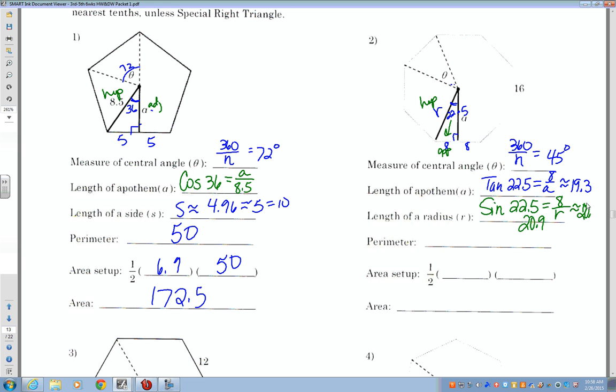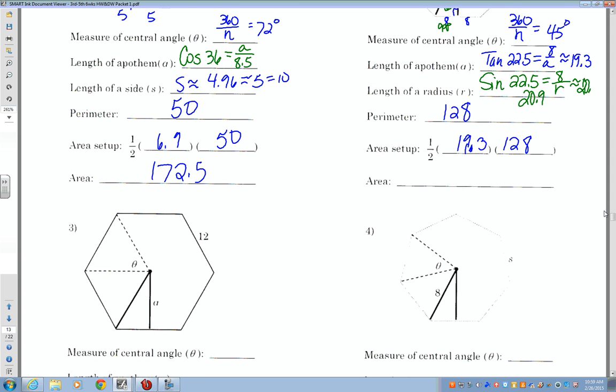All right, so the perimeter of our shape. 16 times what? So we got 128. Now we're going to plug in. Area is 1/2 the apothem, which was our 19.3, times our 128. Was it 1235.2 units squared?